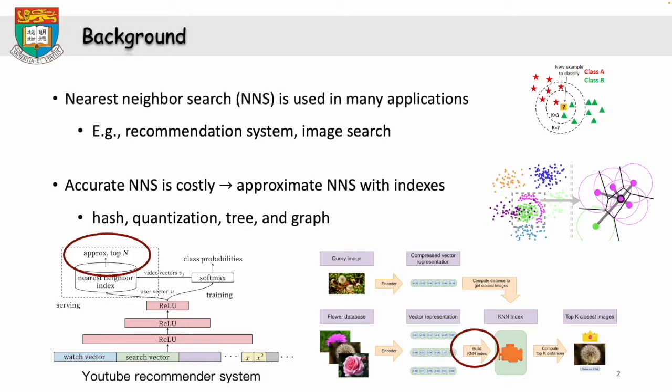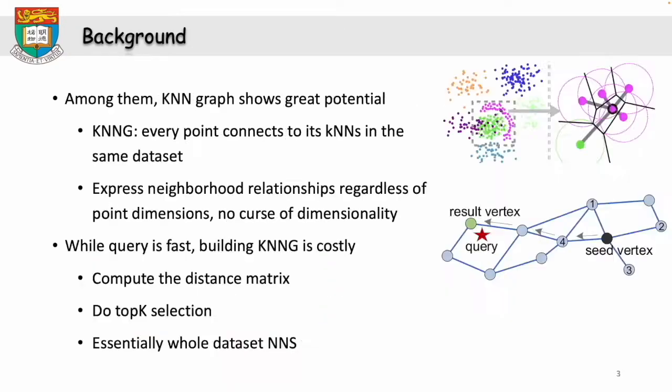Nearest neighbor search is a fundamental building block for various applications such as recommendation system, image search, and also data mining. With the rapid growth of dataset sizes, accurate NNS becomes impractical. Some studies propose approximate NNS techniques that accelerate NNS with index. This index can be roughly categorized into four classes: hash-based, condition-based, tree-based, and also graph-based. Among them, graph-based methods have shown great potential as they can better express the neighborhood relationships in high-dimensional space that suffers the curse of dimensionality.